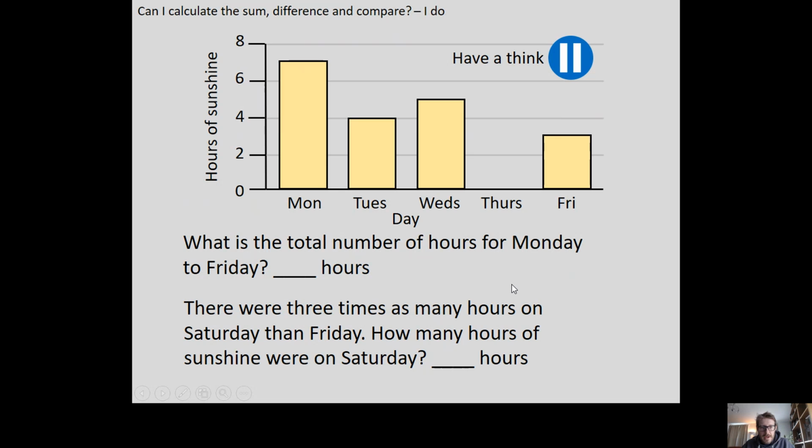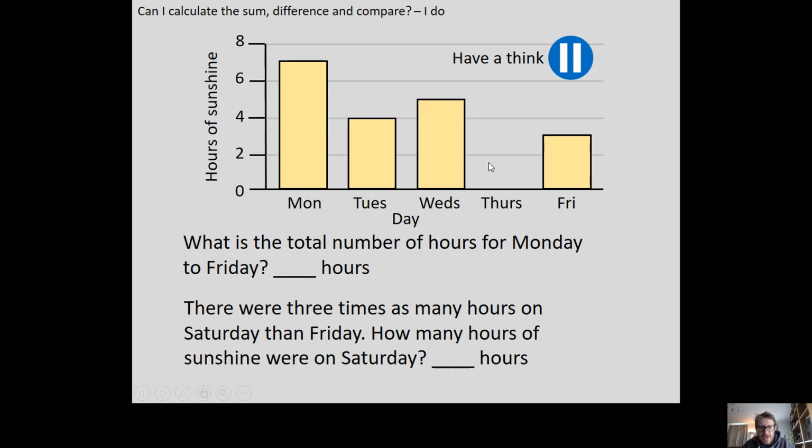Okay, what is the total number of hours for Monday to Friday? So with this one, it's not a difference, we're finding the total. That means we're finding the sum, so we are adding. If we're finding the total, we're usually adding. Usually, not necessarily always, we are adding.